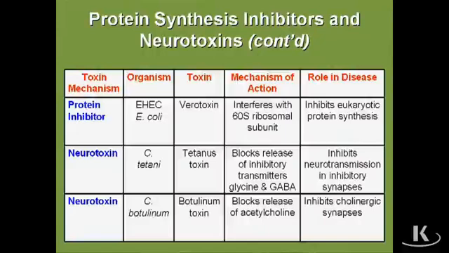Now, the neurotoxins are also listed here. What's nice about the neurotoxins is they're both in the same genus. So we have Clostridium tetani and Clostridium botulinum. So both in the same genus, and they're the only neurotoxins. They're extremely potent, all right?